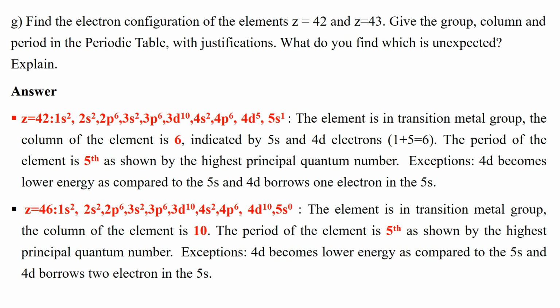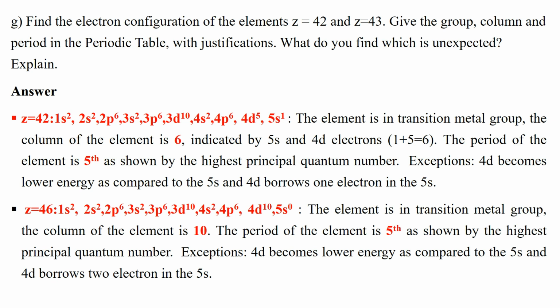For Z is equal to 46, we are going to use the same scenario. The element is in the transition metal group. The column of the element is 10. So we have 4d10, so we need to add 10. The column is 10. Then the period of the element is 5, as shown by the highest principal quantum number, because we have 5s0. The exception is that 4d borrows 2 electrons from the 5s. You can see that 4d has consumed all the 2 electrons, and 4d becomes lower energy as compared to the 5s. So this is the exception for this one.